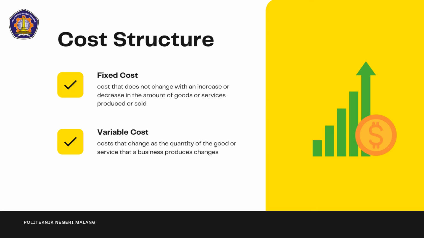And the cost structure, we do have some fixed cost and variable cost. The definition itself, the fixed cost doesn't change with an increase or decrease in the amount of goods or service products sold. And the second is the variable cost. It changes as the quantity of the good or service that a business produces changes, like the amount of transaction. Of course, we take some percentage from the couriers and the UMKM, and the variable cost ranges from that.